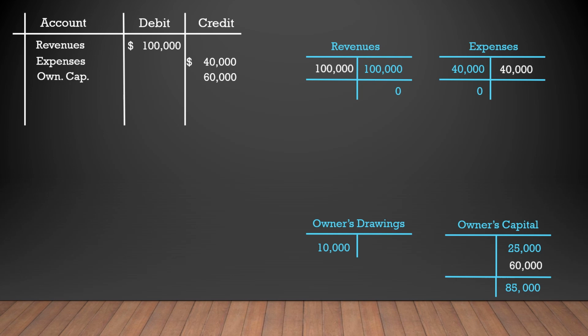We then close out our drawings with a credit and debit its balance into owner's capital. We post to our ledger accounts, and drawings returns to zero, and owner's capital arrives at an ending balance of $75,000. There are other ways you can close out these accounts, and depending on which text your course is using, you may see the entries performed in a different manner. Note that while the process may be slightly different, you'll always arrive at the same result.